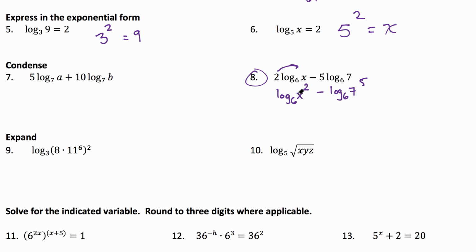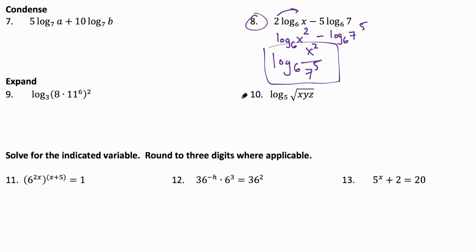Now that we have subtraction going on, we know that we can divide these two parts right here. So we're going to end up with log base 6 of x squared all over 7 to the 5th. And that is condensed. Expanding. Let's look at 10 here. Whew. What do we got? Log base 5 of all this stuff, square root.